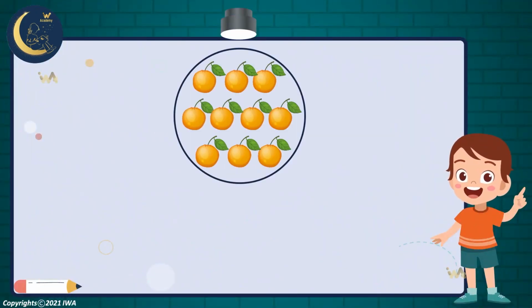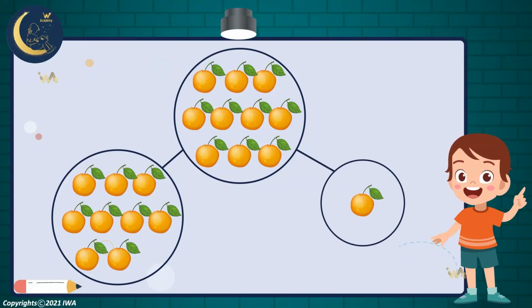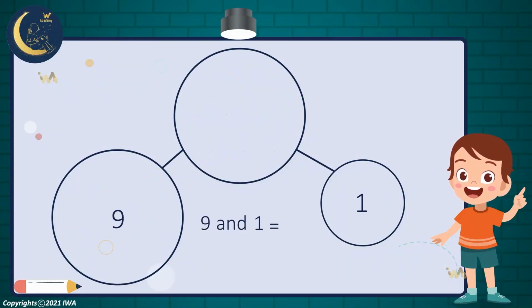Let's see how the number 10 is formed by these oranges. If we take 9 oranges and place them here, then we take the last orange and place it here. What can you notice, my friends? Excellent! These 10 oranges are made up of these 9 oranges and this single orange. This means that the numbers 9 and 1 are components of the number 10.